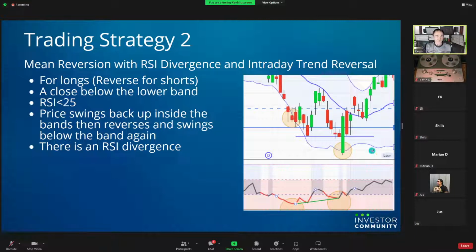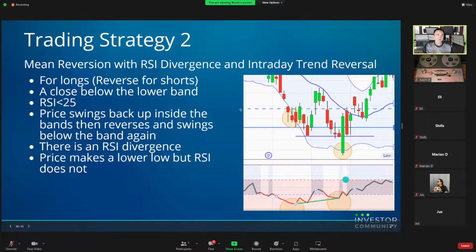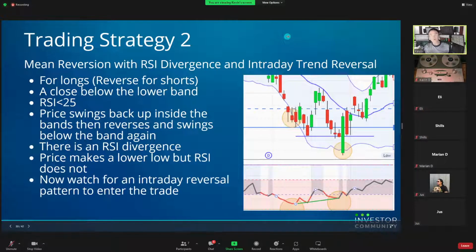Okay, so we have the RSI divergence. Price is making lower lows, and we've broken outside the band. I think everybody knows what an RSI divergence is. It's when price makes a lower low, RSI does not. There was a session, and if you're watching the recording, I will link to the session on RSI.